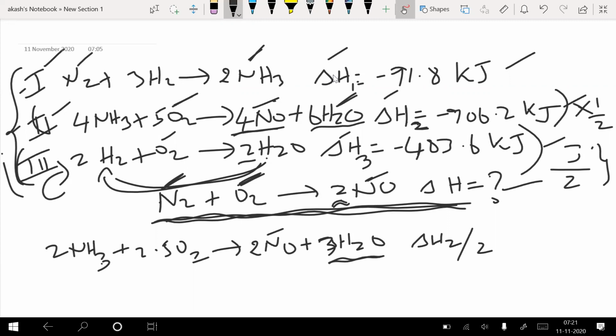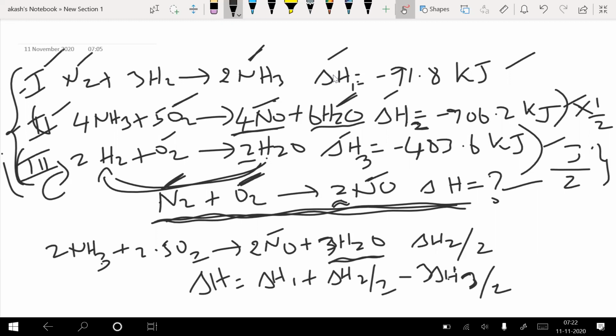Right? So how will I write this delta H? The required delta H will be delta H1 as such. Now I have multiplied the second equation by 1 by 2, so it will become delta H2 divided by 2. And the third equation I have reversed, so it becomes minus delta H3, and I have also multiplied the reaction by 3 by 2, so it will be 3 delta H3 divided by 2. This would have been the answer. Okay, right? So I hope everybody got it, what we did here.